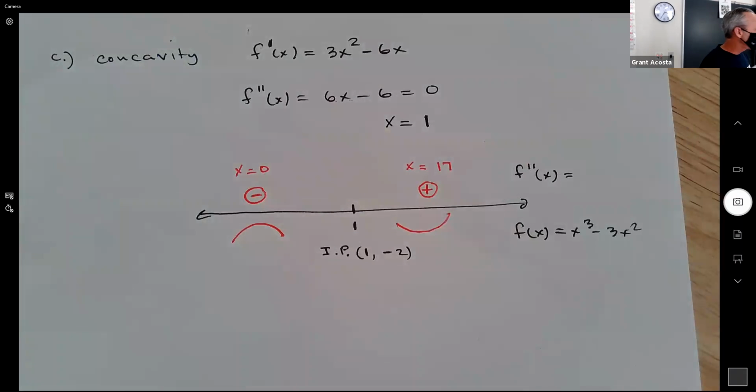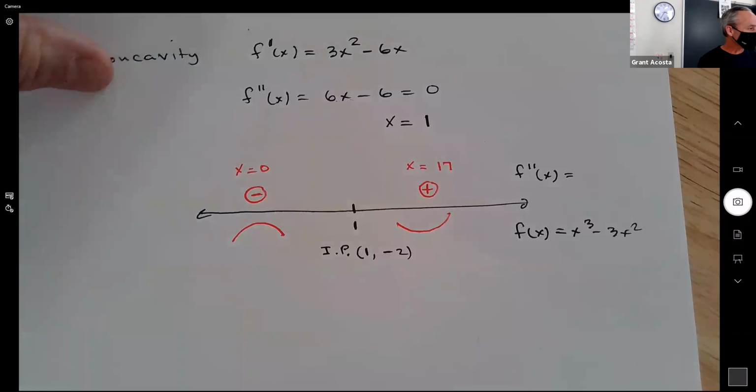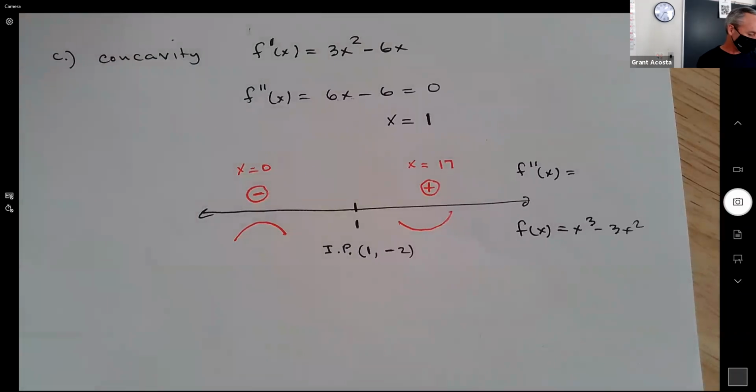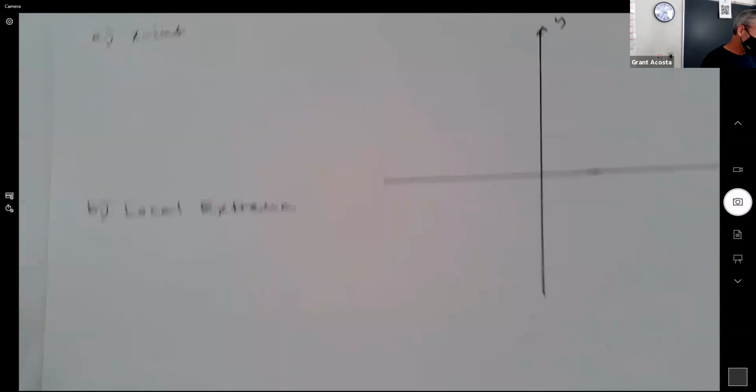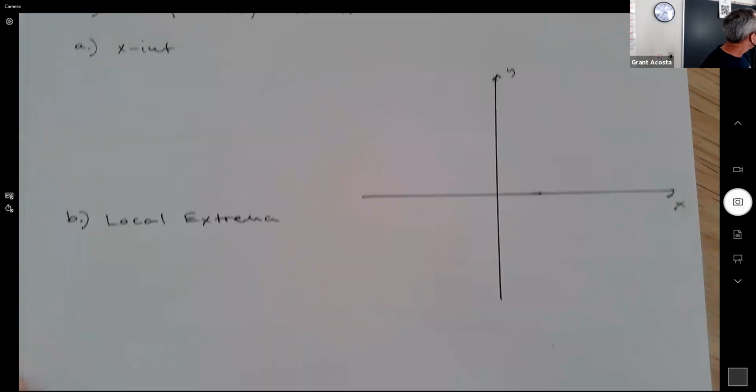So what happens is you learn these tools and they start with polynomials, hopefully, because those are the easiest. And then we start to make the functions more complicated. You do these with rational functions. You do them with log functions, exponential functions, trig functions. But polynomials are a little bit simpler.